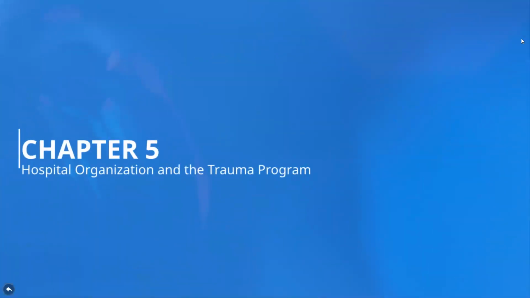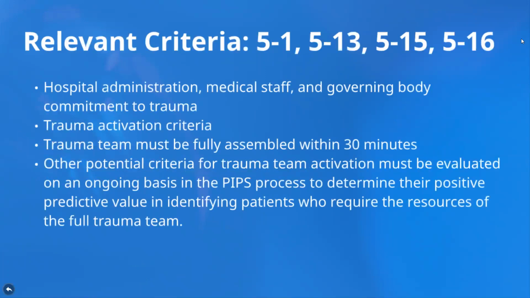Okay, Chapter 5 is your hospital organization and the trauma program. So just as in our previous criteria, there must be a commitment or resolution from the hospital administration, medical staff, and governing body. There must be trauma activation criteria. And the activation policy with specified activation criteria is laid out in the Orange Book. They have specific criteria that have to be present.